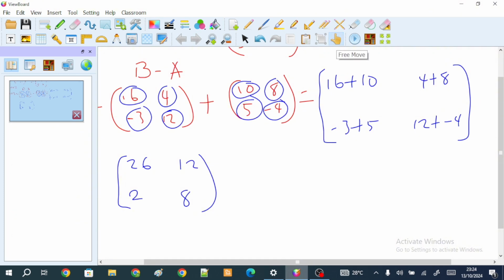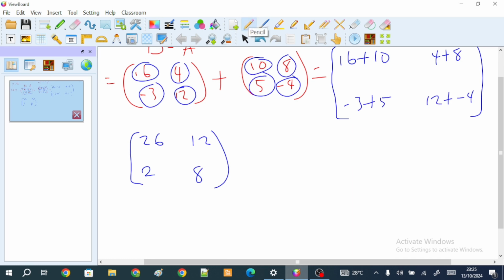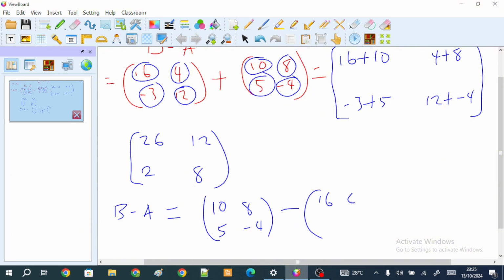So we'll quickly look at B minus A. So matrix B minus A will be, right, matrix B, which we know as 10, 8, 5, negative 4. Minus, okay, matrix A is 16, 4, minus 3, and 12.